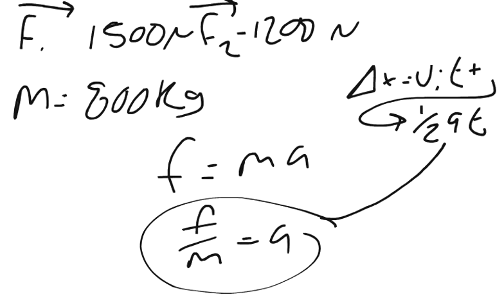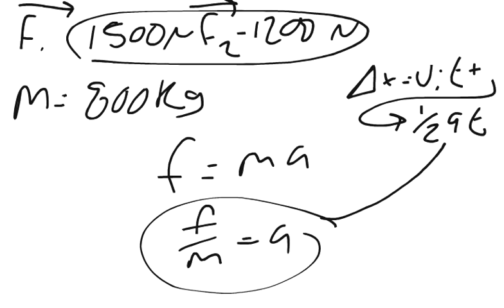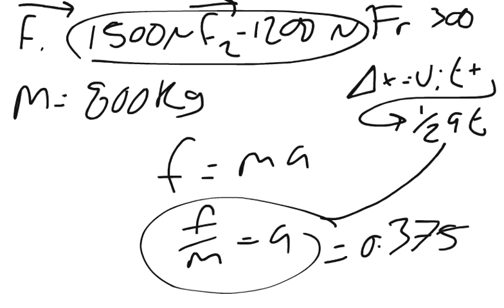1500 minus 1200. So this is my resultant. My resultant force is 300 newtons. So I got 300 over 800 is 0.375 meters per second squared. So 0.375 meters per second squared, that's the acceleration on this 800 kilogram boat.